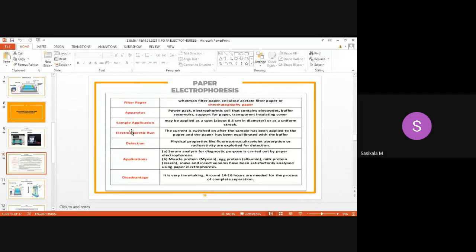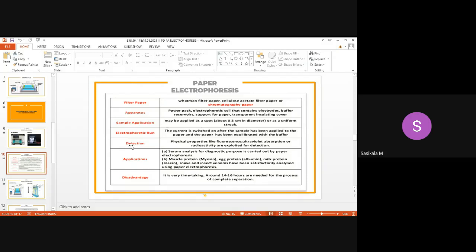Then the electrophoretic run. The current is switched on after the sample has been applied to the paper and the paper has been equilibrated with the buffer. So once the spot is applied over the paper, the paper is equilibrated with the buffer solution, and then power supply is applied for separation.